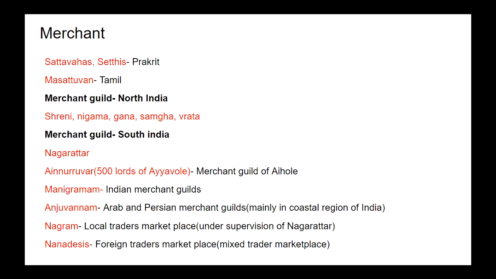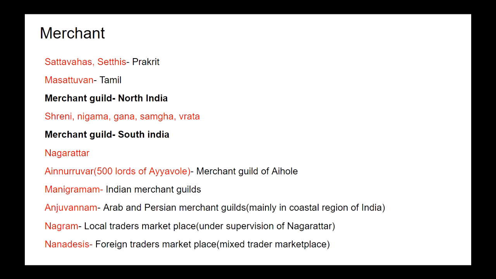Then Anuruvar. Anuruvar was the 500 lords of Ayyavol. Ayyavol was Aihole, so it was a merchant guild of the Aihole region. Then Manigramam. Manigramam was an Indian merchant guild. Then Anjuvanam. Anjuvanam was an Arab and Persian merchant guild, and Anjuvanam was mainly located in the coastal region of India.